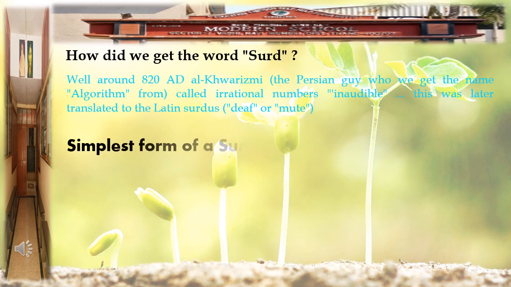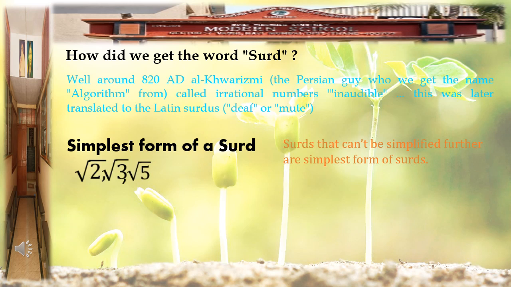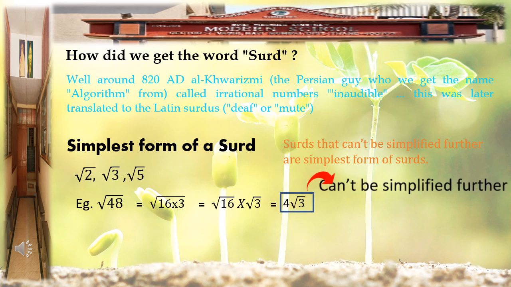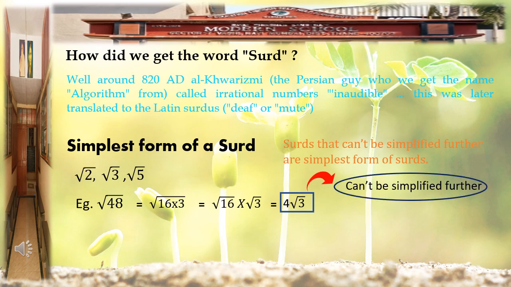Now, what is the simplest form of a surd? Surds that can't be simplified further are simplest form of surds like root 2, root 3, root 5, etc. Let's understand it with an example. Under root 48 can be written as under root 16 into 3. Taking separate roots, root 16 value is 4. So, answer is 4 root 3, which can't be simplified further. So, this is the simplest form of surd, root 48.